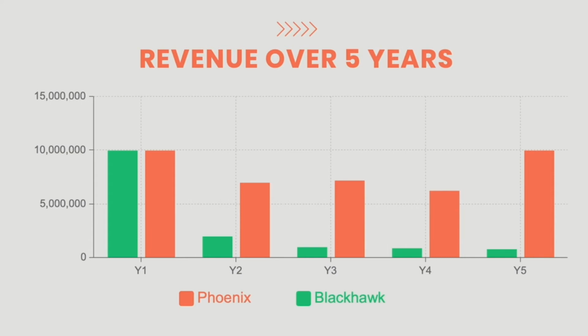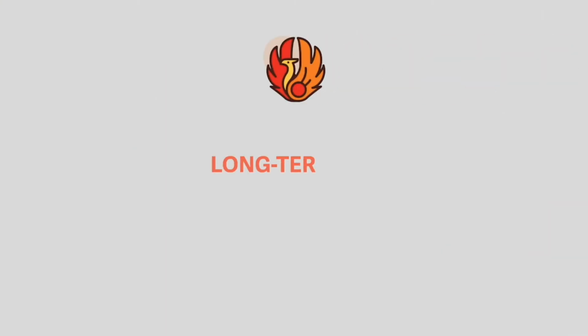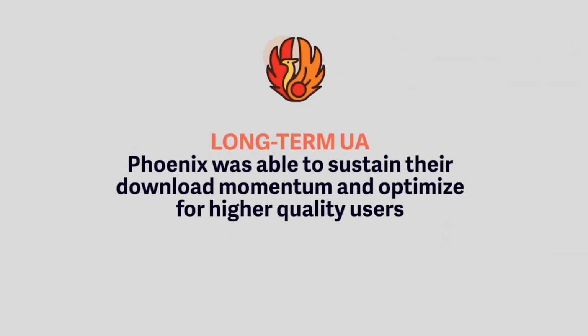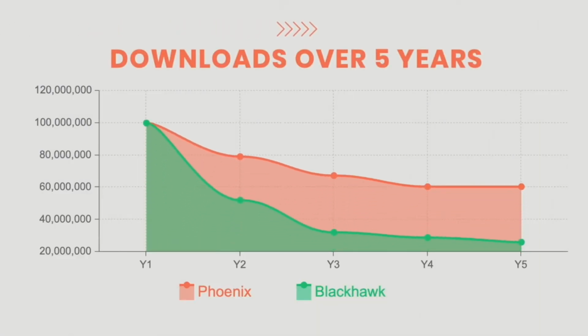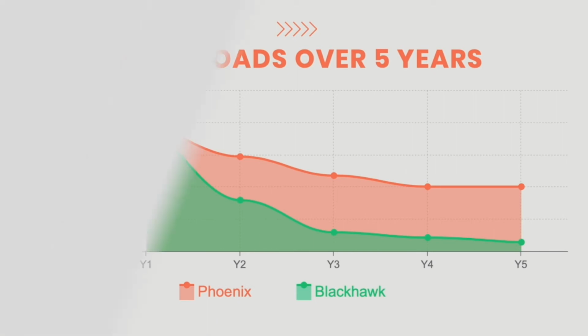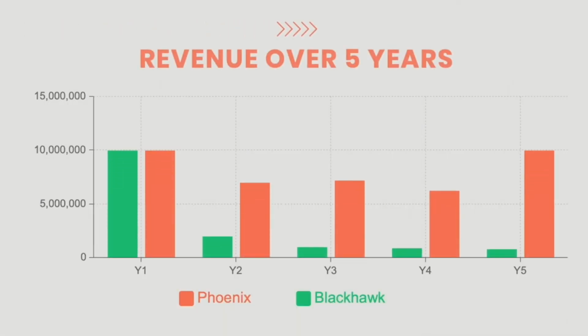But even more significantly is the huge difference in revenue performance for these two games over the same 5-year comparative period. As the Phoenix team optimized their UA strategies over the years, they were not only sustaining the download momentum, but they were optimizing their targeting for higher quality users. And by the end of the 5-year period, the Phoenix team had optimized their targeting to drive such high quality users into the game that even with flat or declining download rates year on year, they were actually driving incremental revenue increases year on year, almost doubling the LTV from their acquired user base.